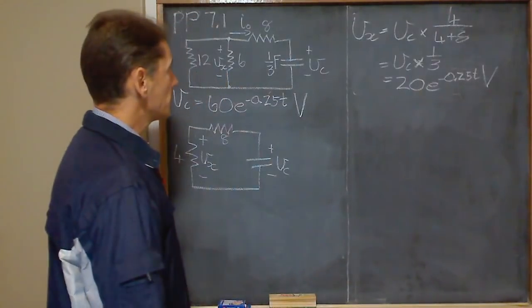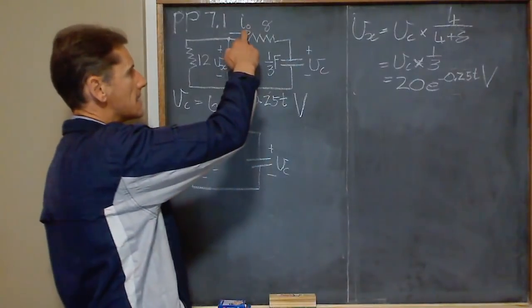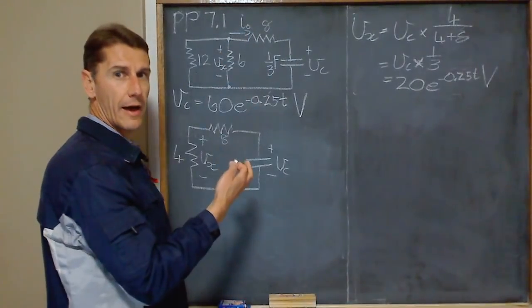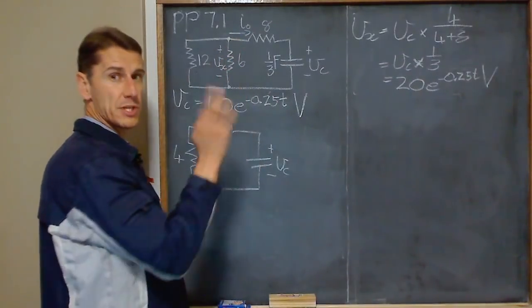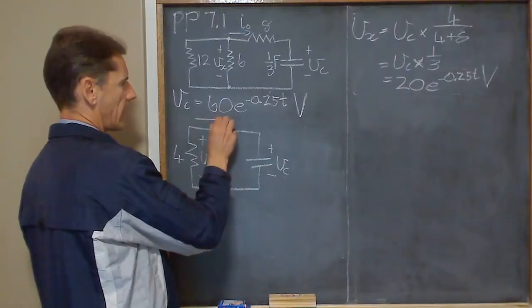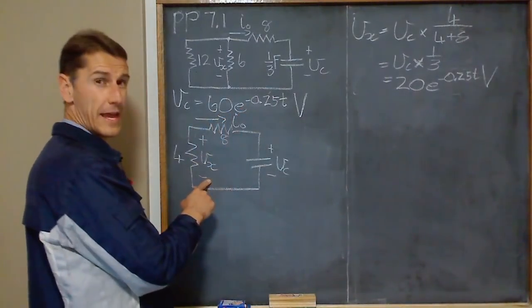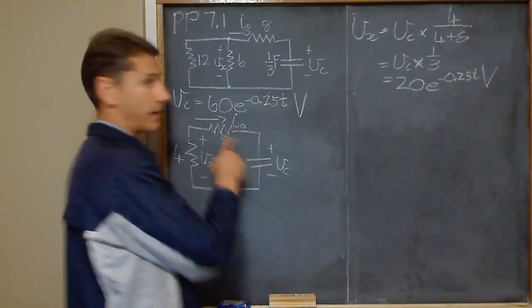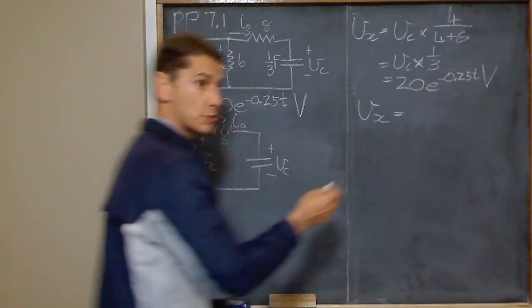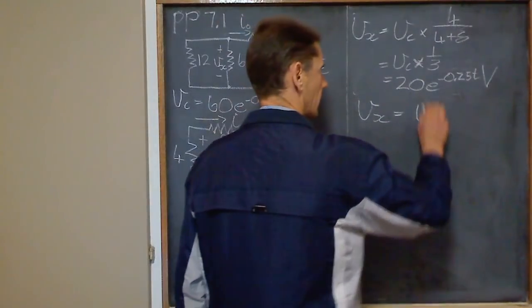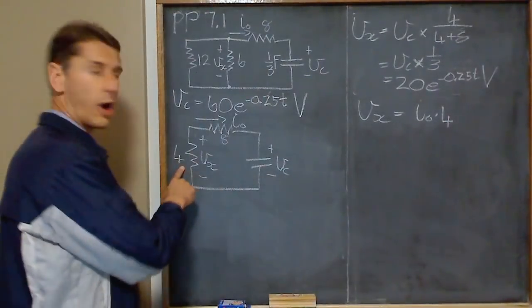What is another way that you could do it? Well, you have an expression for I out. So you could actually use that I out expression of yours and then Ohm's law to calculate Vx. But just be careful. So I out is now flowing through there. So what would Vx be then in terms of I out? Vx equals, Ohm's law, I out times that 4 ohms.